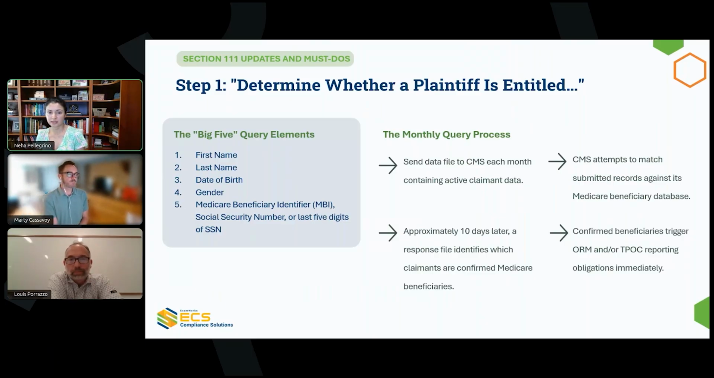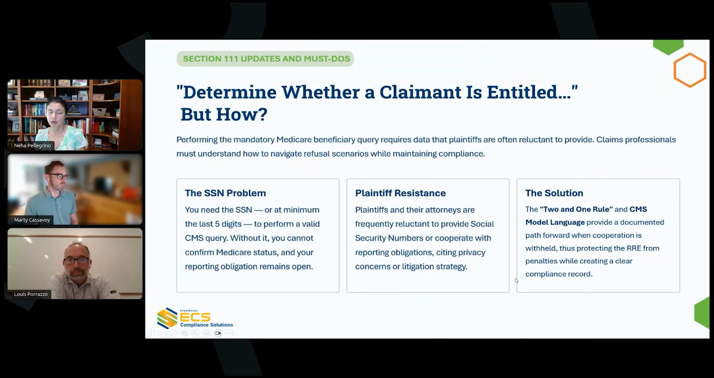So if we can go to the next slide, one of the issues that we run into is that we can get some resistance from plaintiffs or plaintiffs' counsel when requesting this data, specifically regarding the Social Security number, as that's protected information, and so naturally there's privacy concerns there. But obtaining these specific data elements is necessary to comply with our reporting obligations, right? So what can you do?